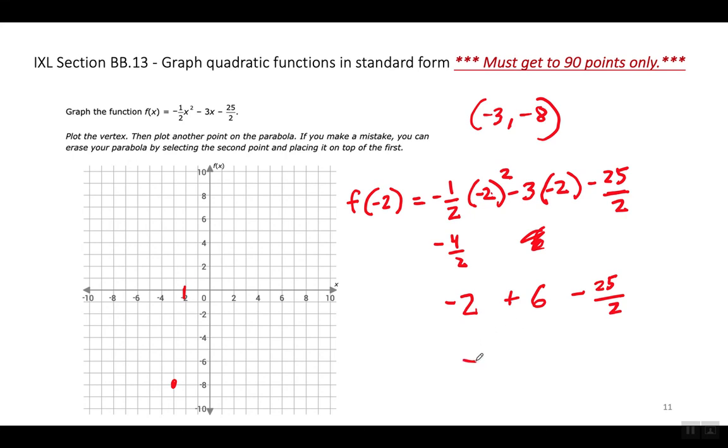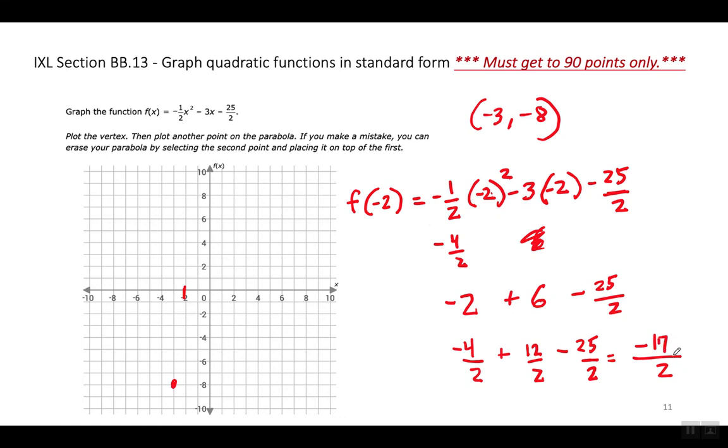Or you can think about it this way. I need to have a 2 on the bottom. One number divided by 2 equals -2. -4 divided by 2 equals -2. All right. And what number divided by 2 equals 6? 12 divided by 2 equals 6. Or you could just do 2 times 6 to get that 12. All right, anyways, you got to have the same denominator in order to add or subtract fractions. So now they all have a 2 in the denominator. So I could just go from left to right. -4 plus 12 is +8. +8 minus 25 is -17.